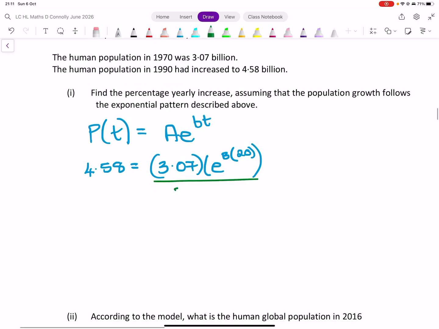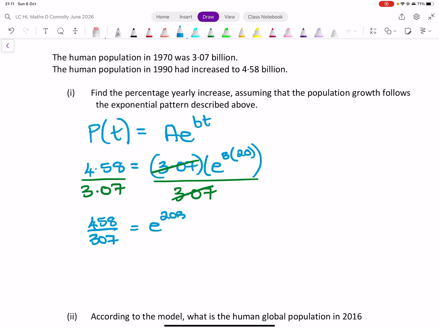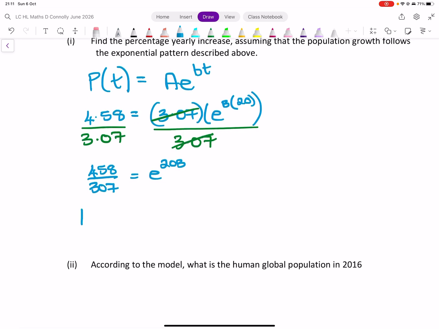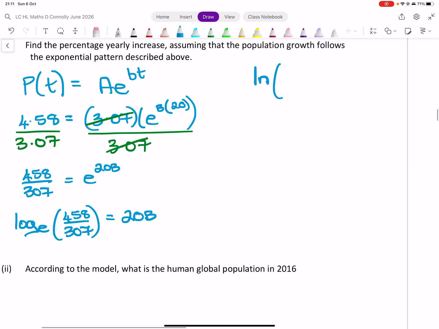So if I divide by 3.07, it's not a pleasant number, so again, I'm just going to leave it as a fraction. So 458 over 307 equals e to the 20b. The variable is in the power, so we switch to logs. So it's log to the base e of 458 over 307 equals 20b. Log to the base e is ln. So ln of 458 over 307 equals 20b.